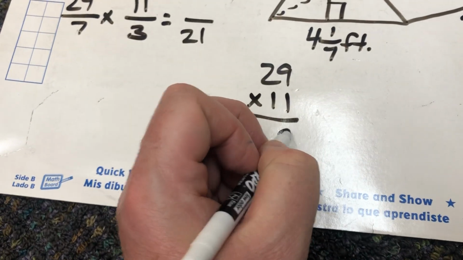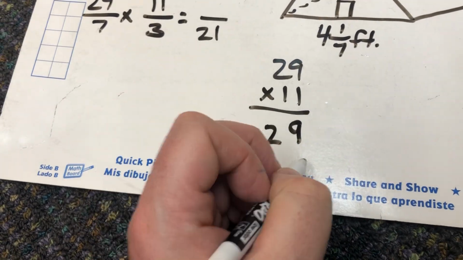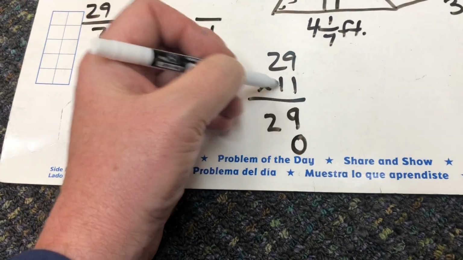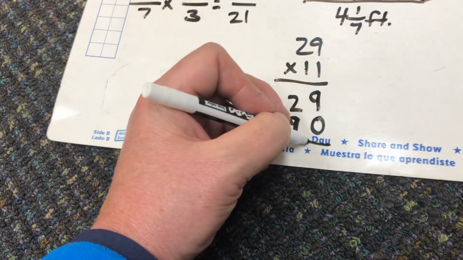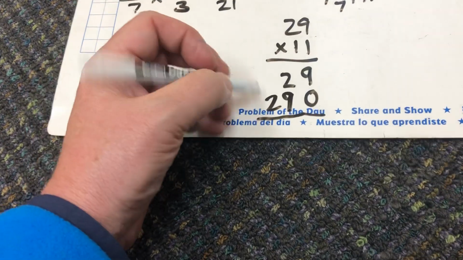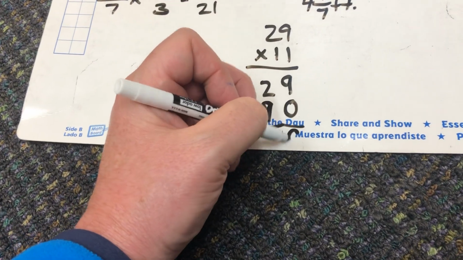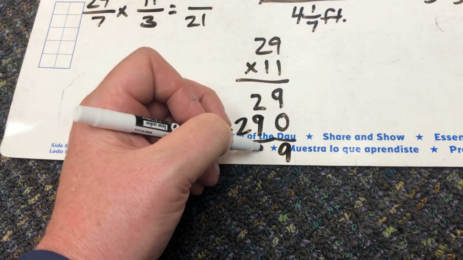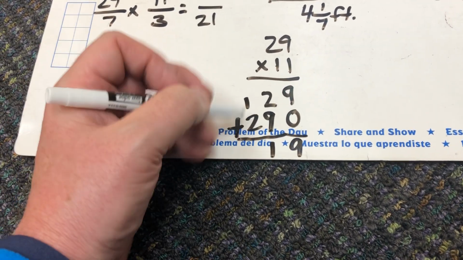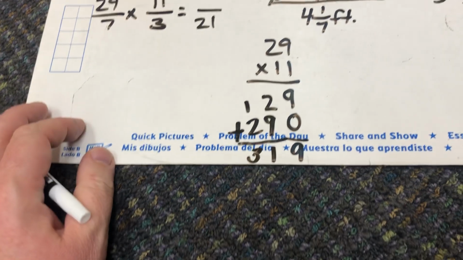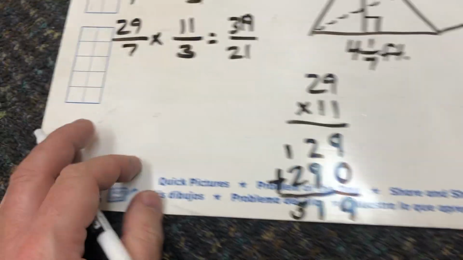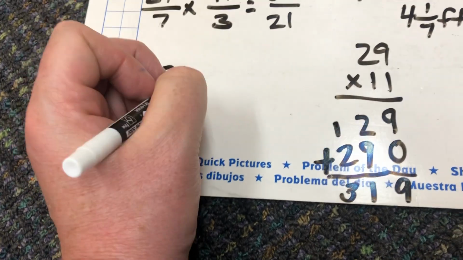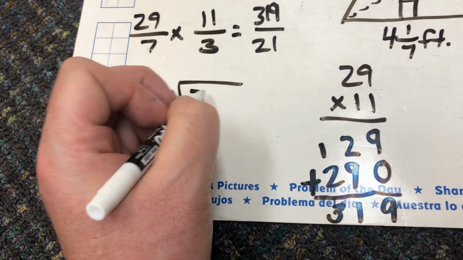1 times 9 is 9. 1 times 2 is 2. Put the 0 down. 1 times 9 is 9. 1 times 2 is 2. Okay. 9 plus 0 is 9. 2 plus 9 is 11. Put the 1 down, carry the 1. 1 plus 2 is 3. So I get 319. But then that's going to involve 21 going into 319.